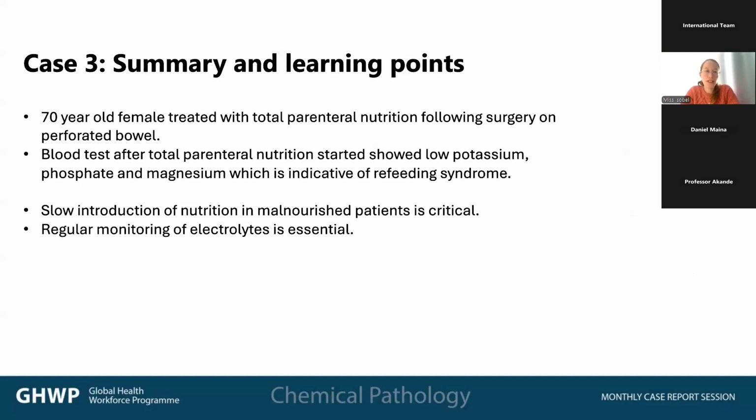So, summary of case 3. This was a 30-year-old female treated with total parenteral nutrition following surgery on a perforated bowel. The blood tests after total parenteral nutrition was started showed low potassium, phosphate, and magnesium, and this was indicative of refeeding syndrome. So, as shown in this case, slow introduction of nutrition in malnourished patients is critical, and the regular monitoring of electrolytes is absolutely essential for these patients.